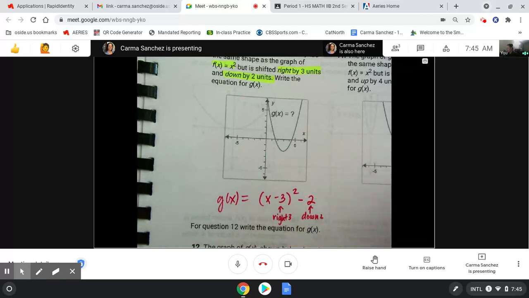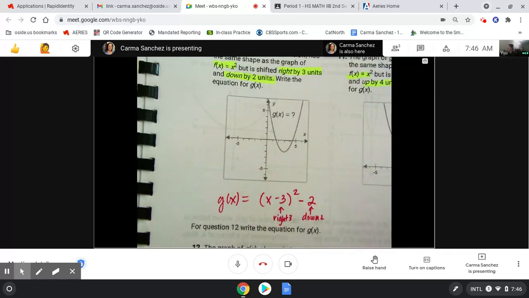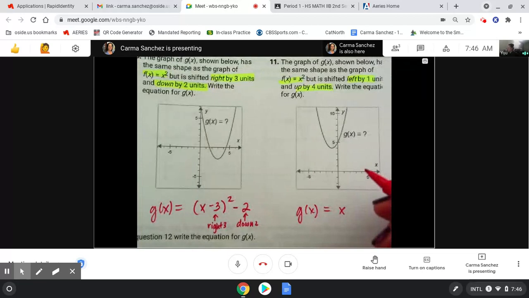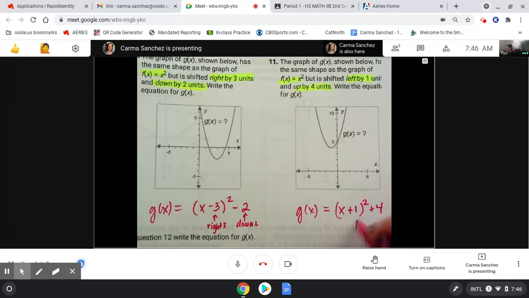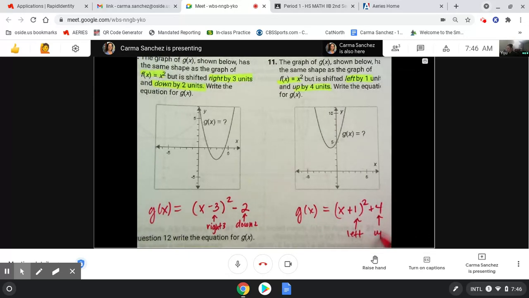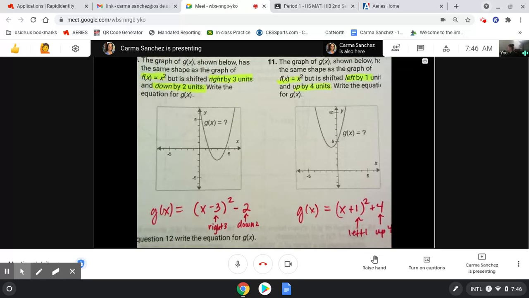All right, let's go try this guy. My original parent graph is shifting left 1 and up 4. And so we say g of x equals left 1 unit is going to be plus 1 squared, and then up by 4 is going to be plus 4 at the end. Now, if I was being asked to write the vertex of this parabola, can you take a second and write the vertex? See if you remember how to do that.